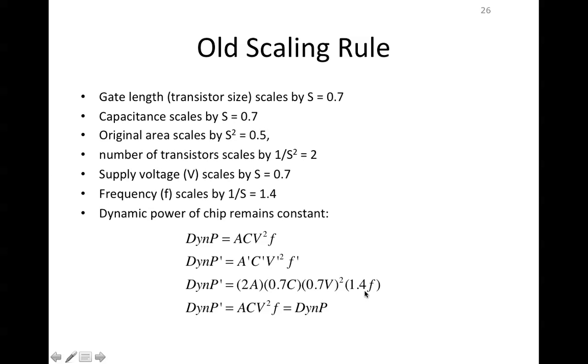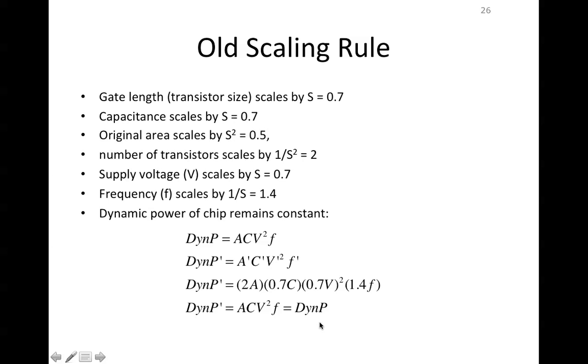If we multiply them out, we will see that these constants cancel each other out, resulting in ACV squared F, which is exactly the same as in the previous generation. Okay, so essentially we see that the power consumption of the chip or of the die has not increased.